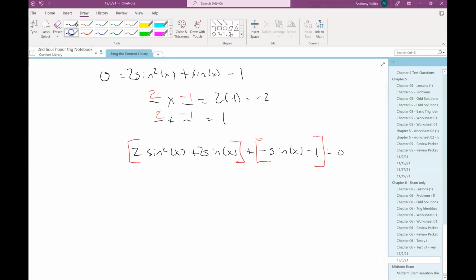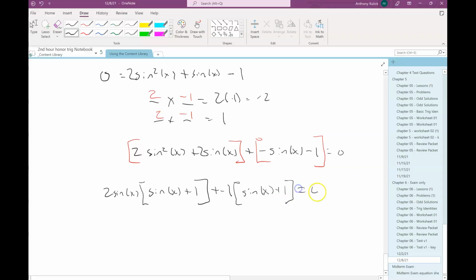make 2 groups. From the first group, I can take out a greatest common factor of 2 sine x, leaving you with a sine x plus 1. From the second group, I can take out a -1, leaving you with sine x plus 1. Since each of them contains a sine x plus 1, I can take that out, and I'm left with 2 sine x minus 1.